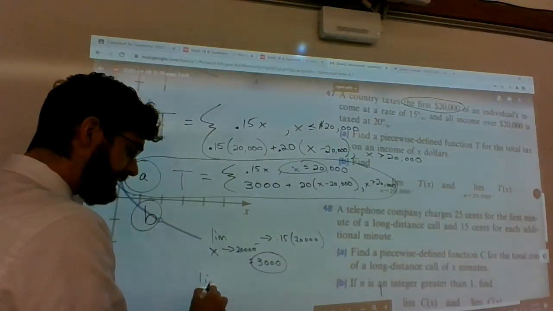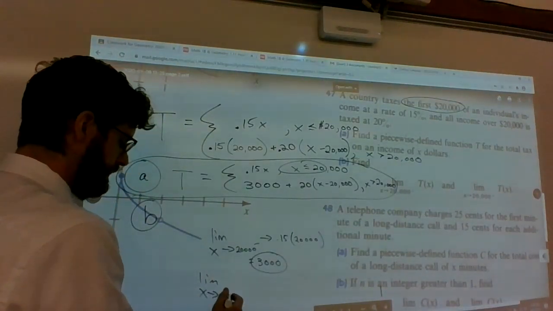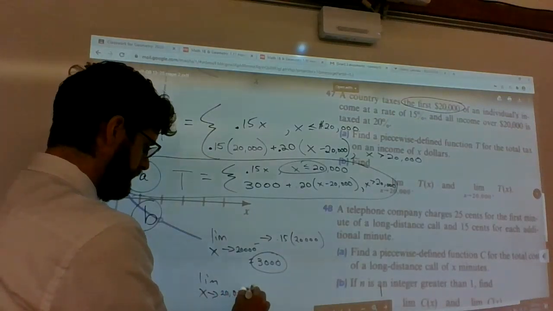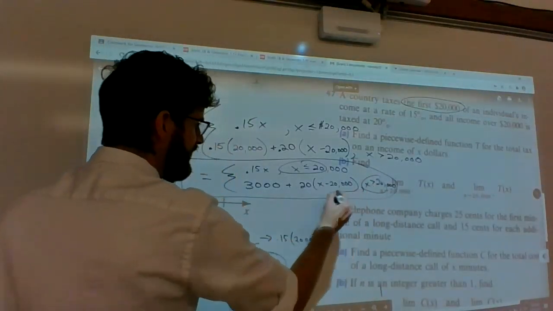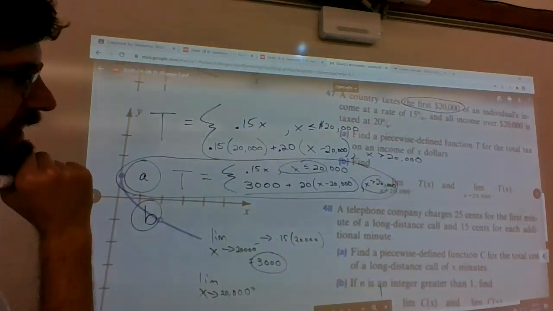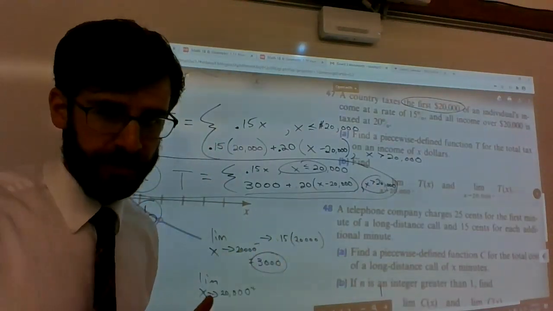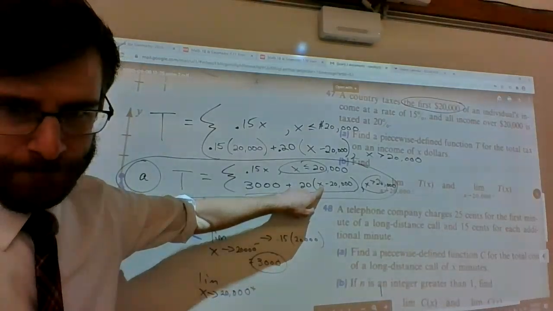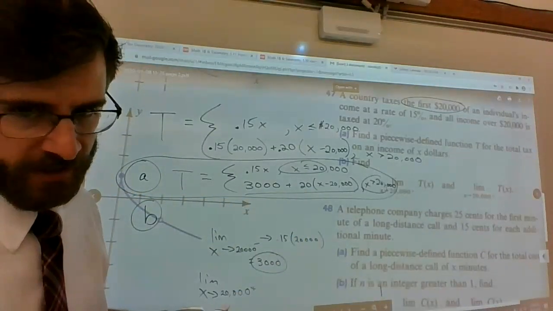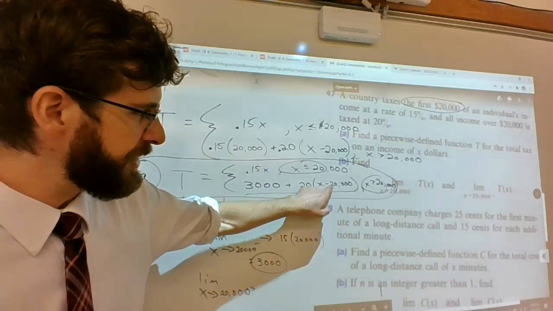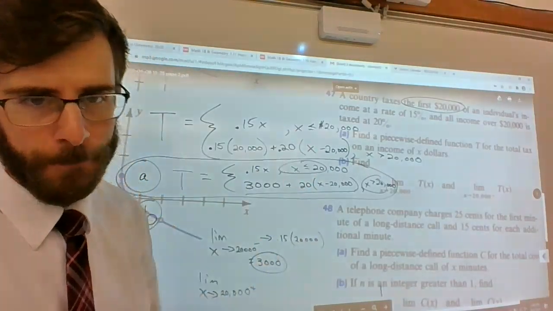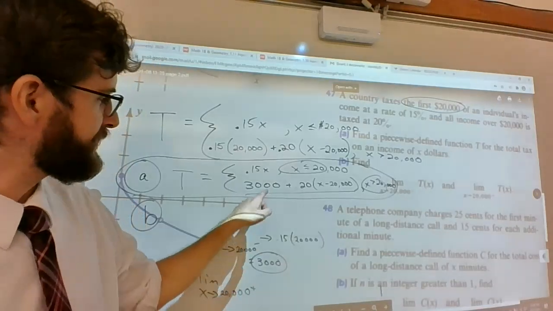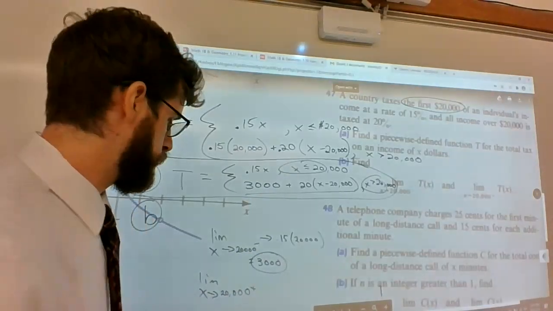And then from the right, we plug in here. Now there's no domain issue, so I can do a straight plug-in. But look, if I plug in 20,000 here, that's the limit I'm talking about. 20,000 minus 20,000 is 0. 0 times 0.20 is 0. 0 plus 3,000 is 3,000.